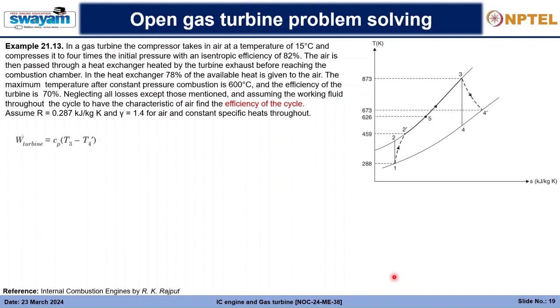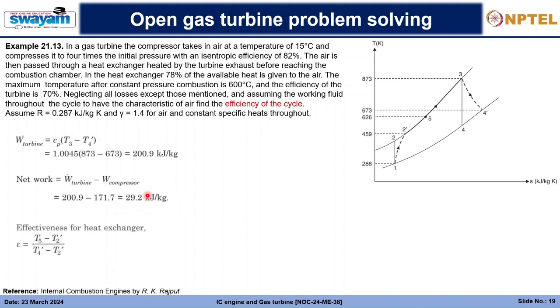Next, we'll calculate the work done of turbine. We use the same Cp value, but the temperature difference is now T3 minus T4 dash. Then it would give 200.9 kilojoule per kg. So the net work done would be work turbine minus work compressor, and after subtracting, we'll get only this much amount, that is 29.2 kilojoule per kg available from the entire gas turbine power plant.